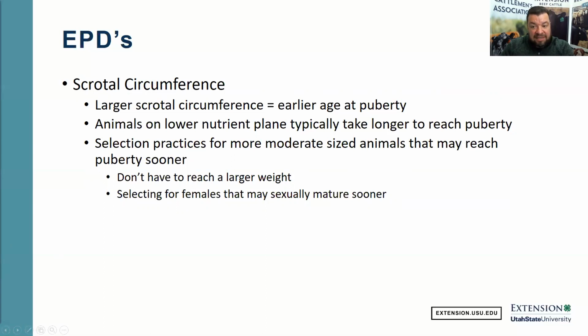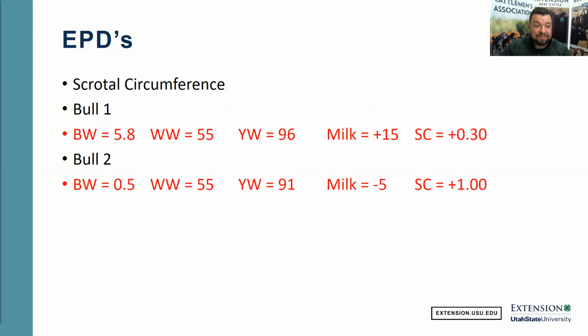Now, if we look back and we start implementing multiple trait selection again, our selection practices for more moderate sized animals mean that they hit that weight a little sooner, and they have lower nutrient demand. We're actually selecting females through yearling weight and scrotal circumference to reach puberty in a much faster fashion in our Intermountain, our limited resource environment.